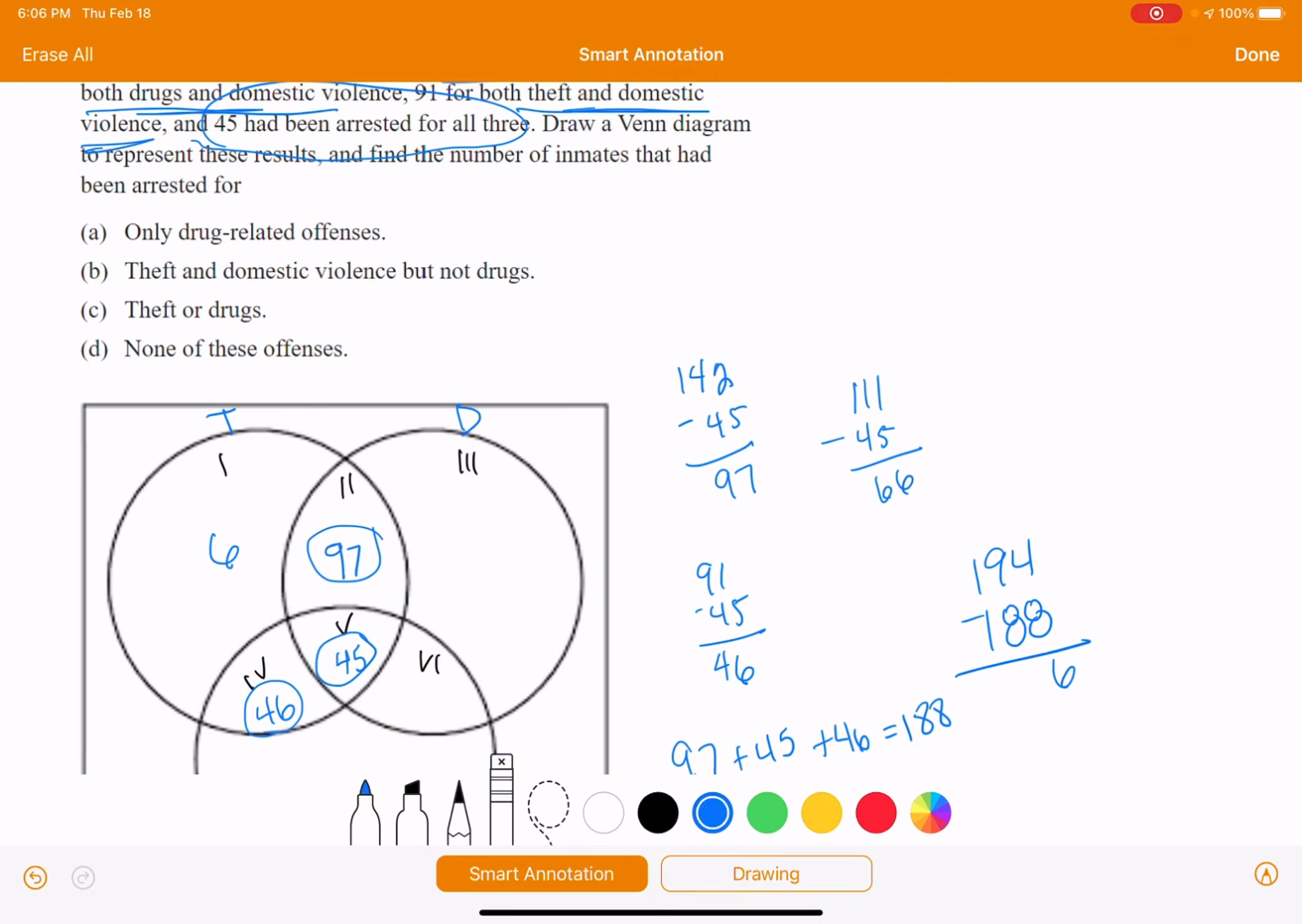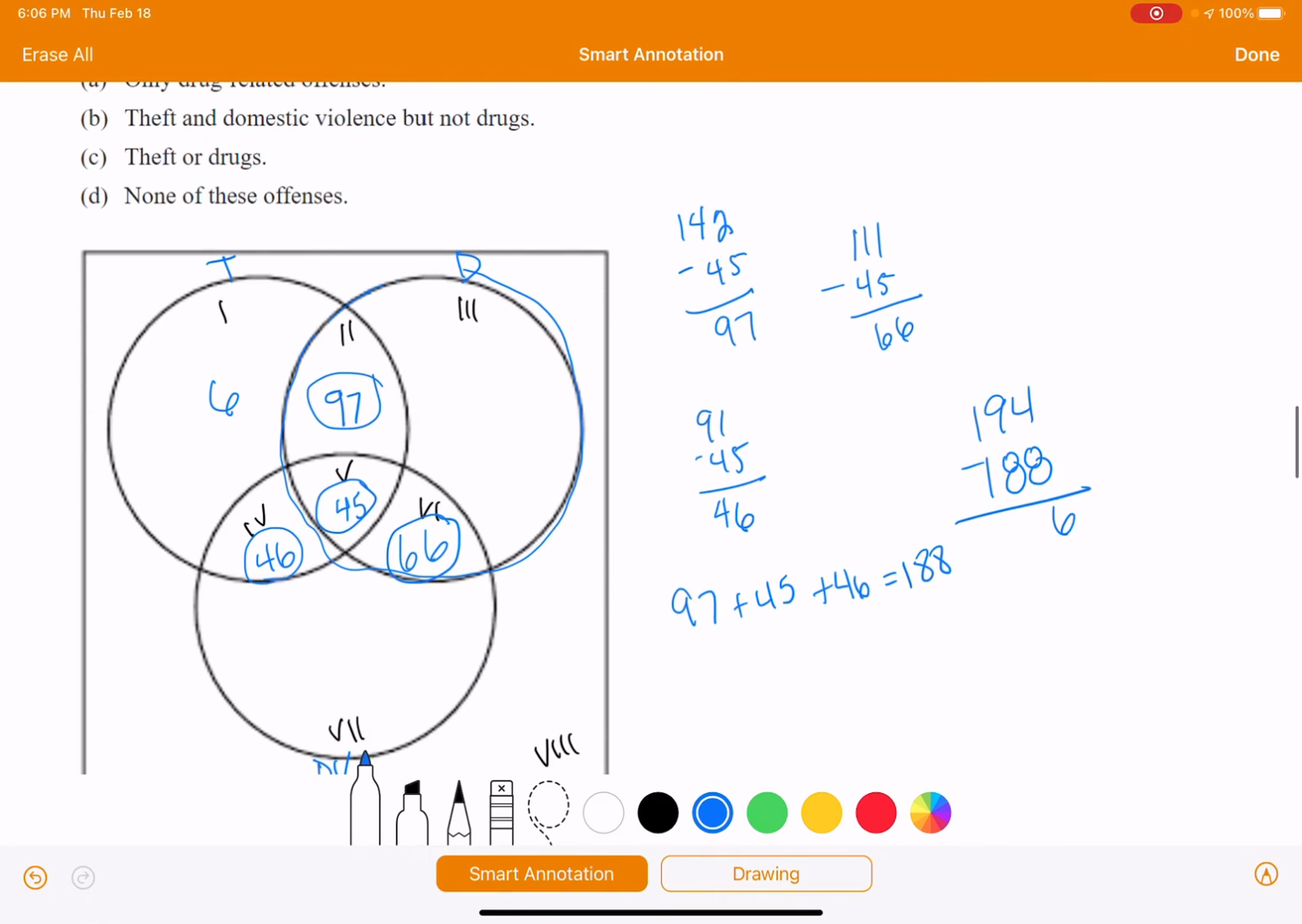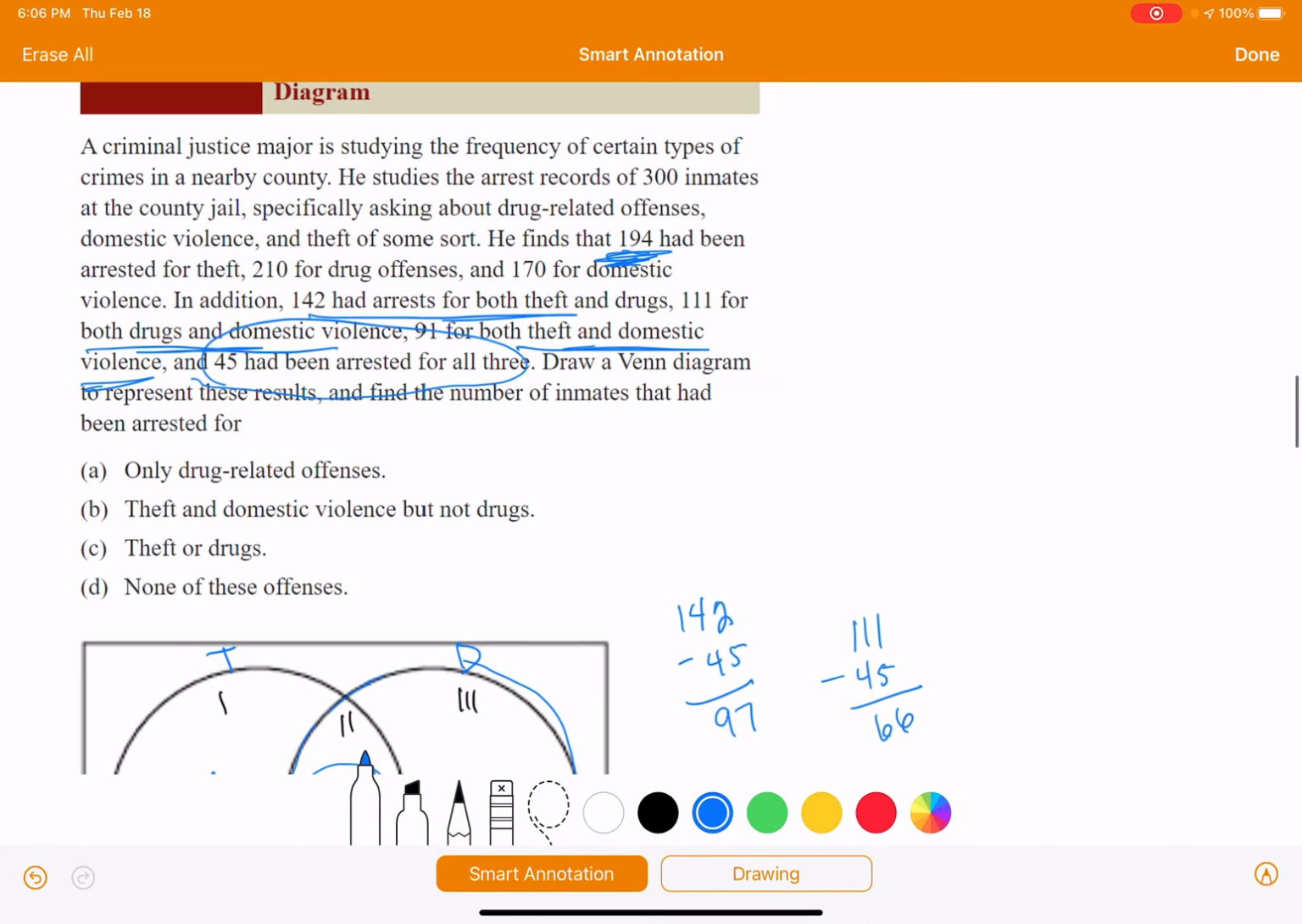Because we were only looking at theft. Now we're only looking at drugs, this part right here. So we need to look at that 97, 45, and 66 just for drugs. 97 plus 45 plus 66 gives us 208. Now I can subtract that 208 from that 210 to leave me with 2.